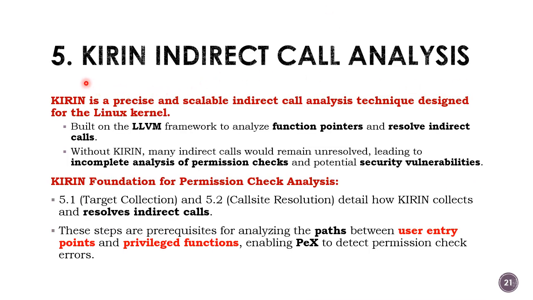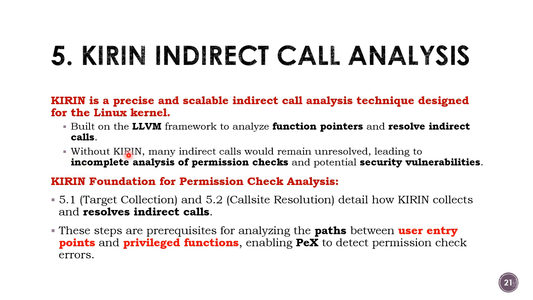So in chapter 5 we will discuss Kirin in detail, which is one of the components of PACS. Kirin will focus on the indirect call analysis problem. Another problem, the mapping between privileged functions and permission checks, will be handled by PACS, the tool proposed by the paper itself. Kirin is a precise and scalable indirect call analysis technique designed for the Linux kernel. It is built on the LLVM framework, and it analyzes function pointers to find their indirect calls.